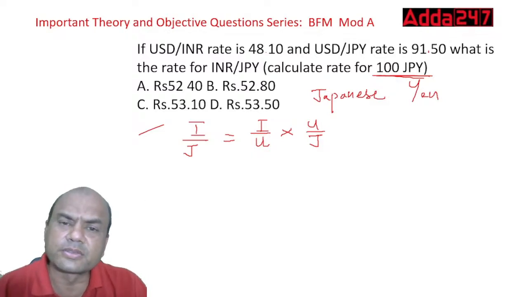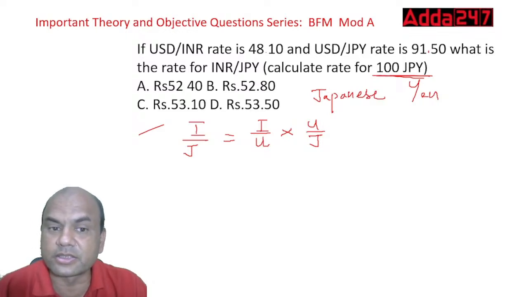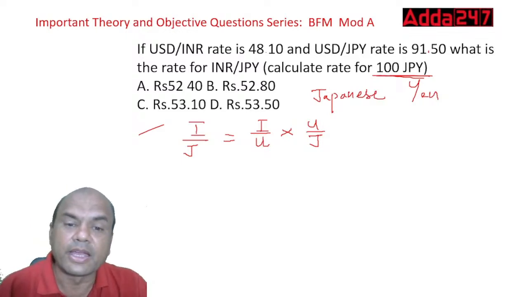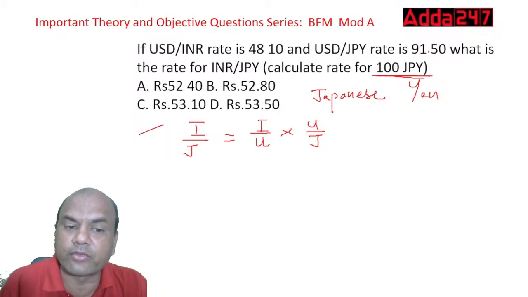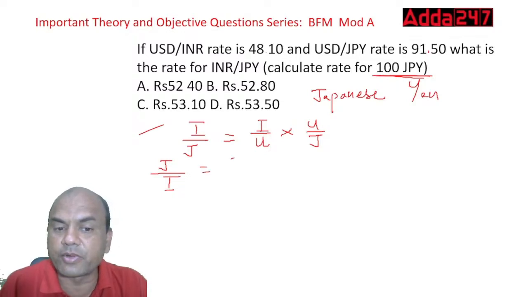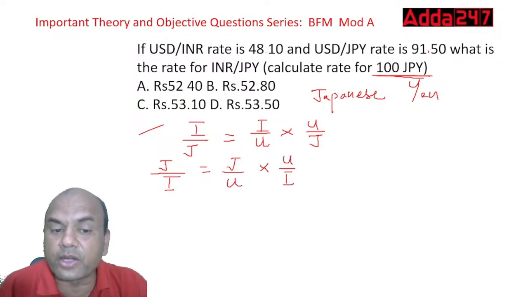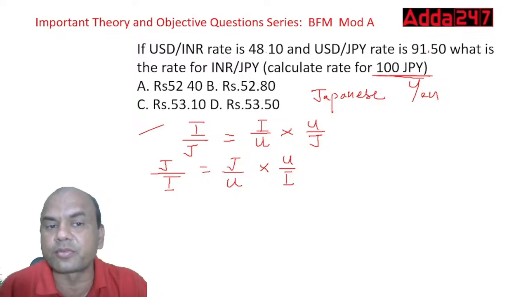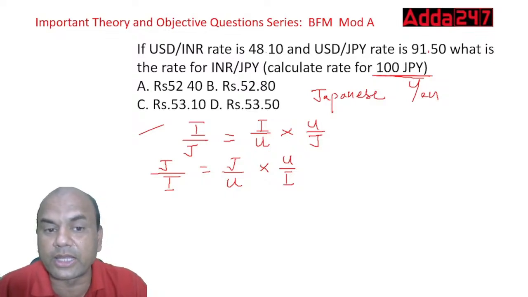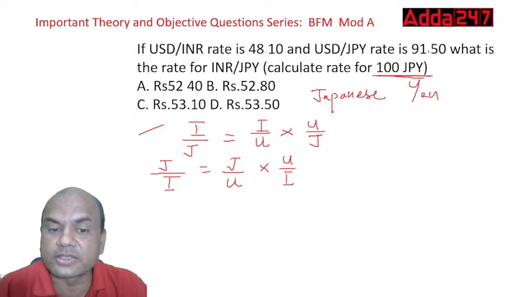So how will you do this? See here, when I say INR to JPY, I want this rate, and JPY to INR, see here, it's actually the reverse one. Whenever we find this rate, we find it this way: JPY to INR, which is JPY to USD into USD to INR. This is what we always find out. So first find out this. If they ask you INR to JPY, you can reverse this later. Because this rate is difficult to find out, and this rate is very simple.